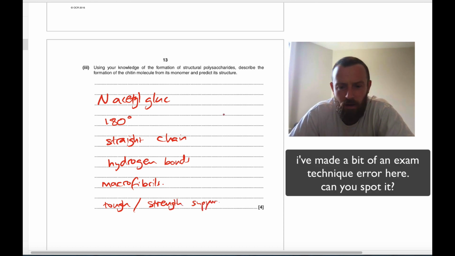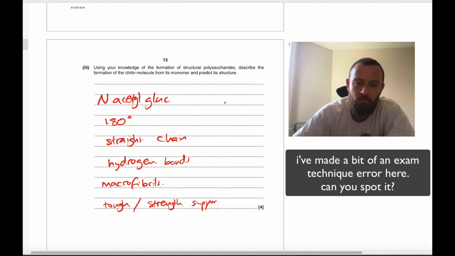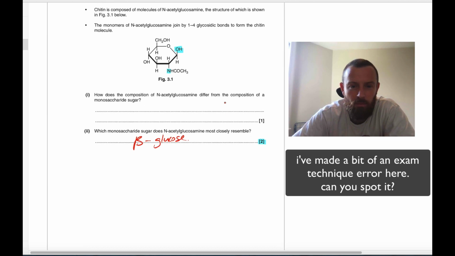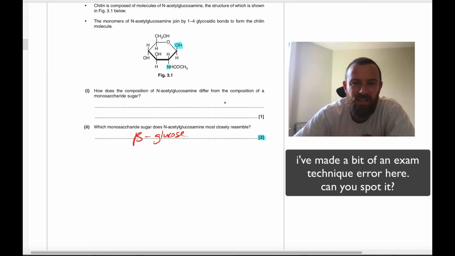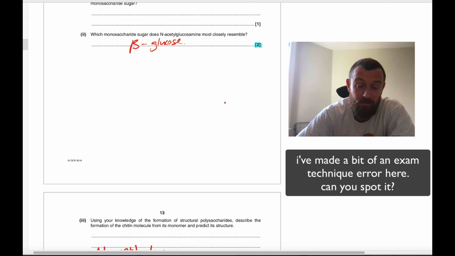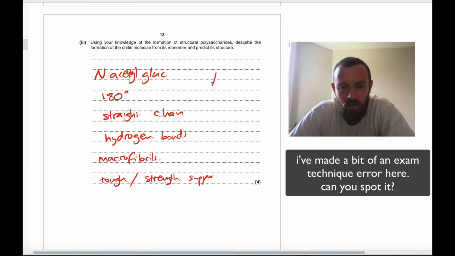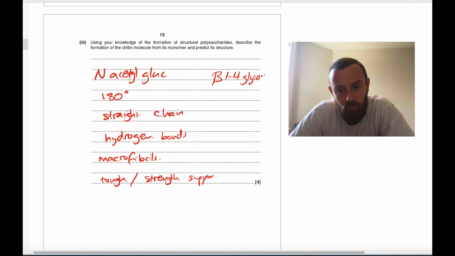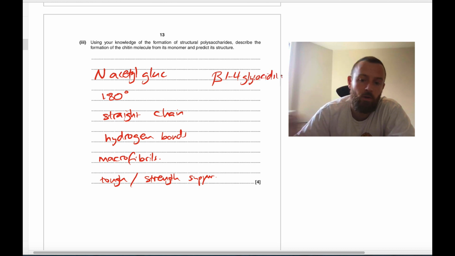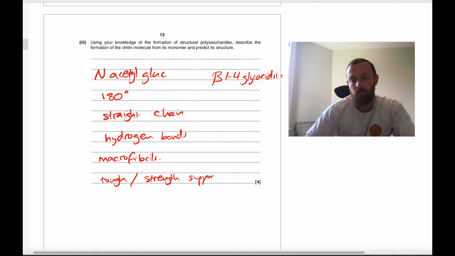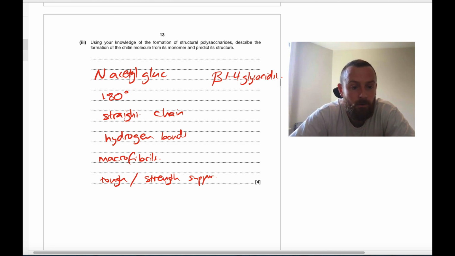And it already told us about 1,4-glycosidic bonds, so we can say that again. Beta 1,4-glycosidic bonds, I guess. Beta 1,4 is what we would say. Okay, so those are all the things that we want to talk about when we write this answer. Let's look at the mark scheme now.